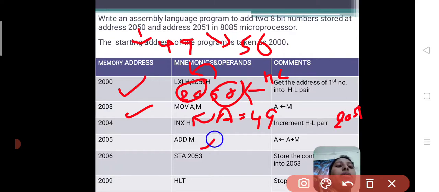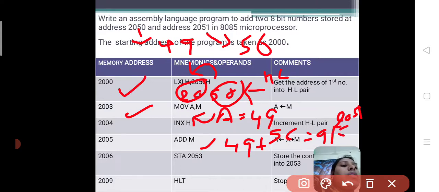Now ADD M means the accumulator plus memory will be added and the result stored in the accumulator only. Here A has 49 and M has 56. So 49 and 56 are added and we get the result 9F. Once we check this addition, 49 plus 56, we get 9F. This 9F will be loaded into the accumulator, since by default the result is stored in the accumulator.